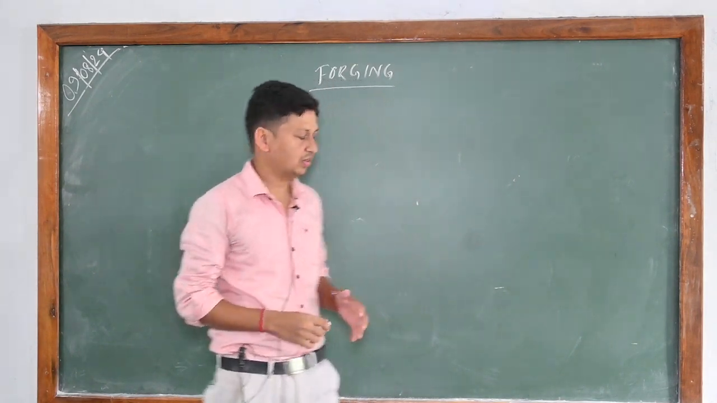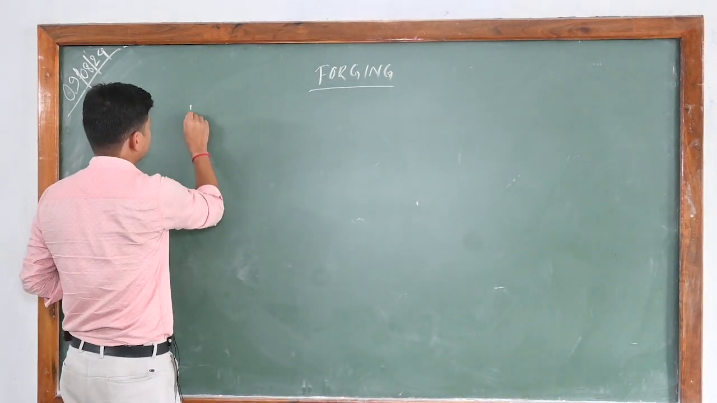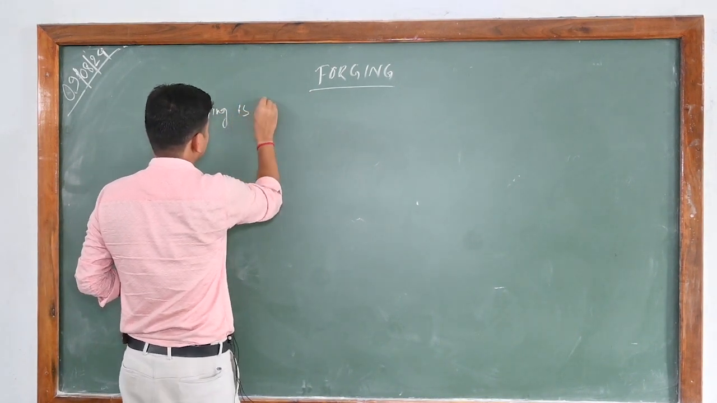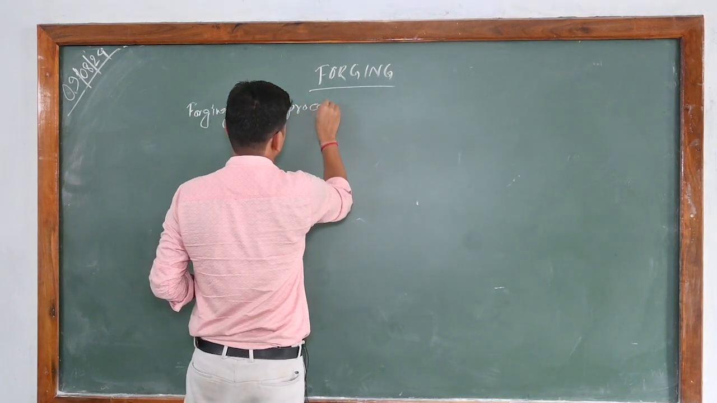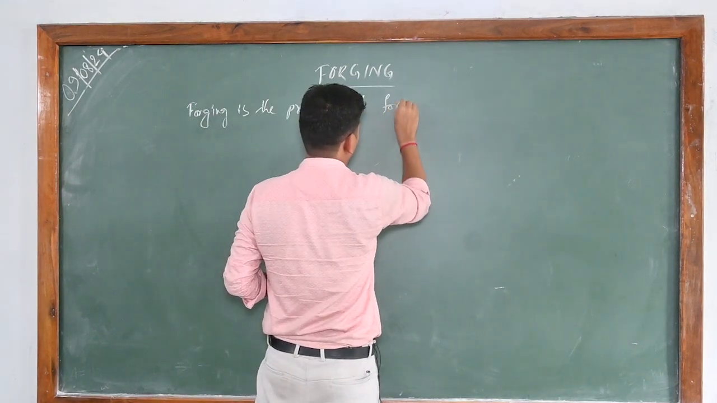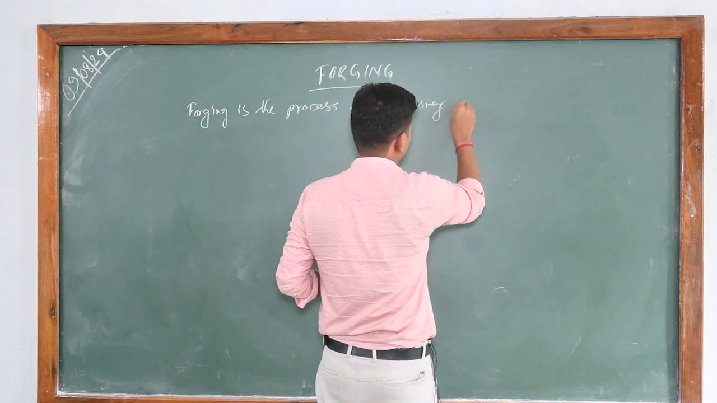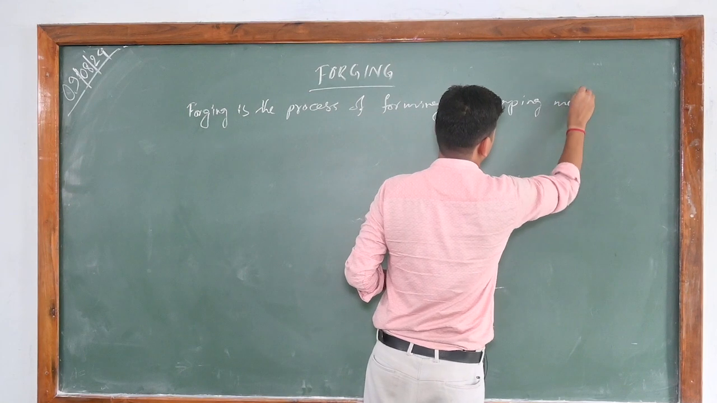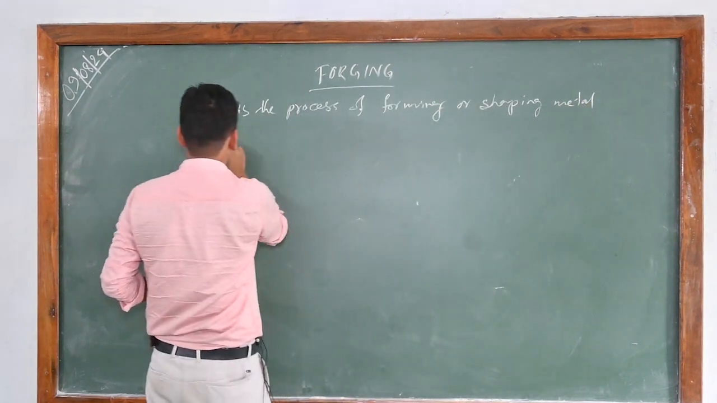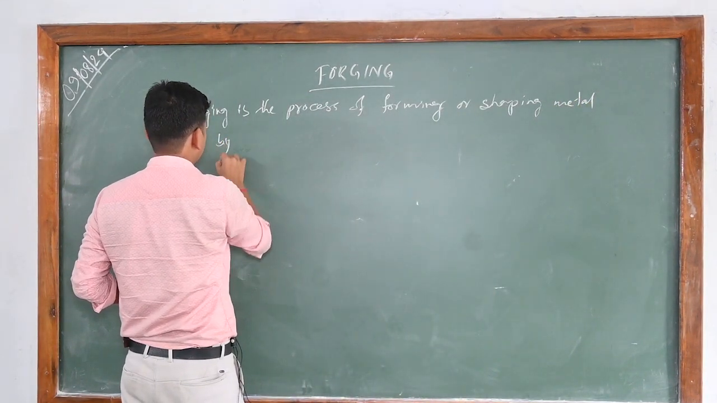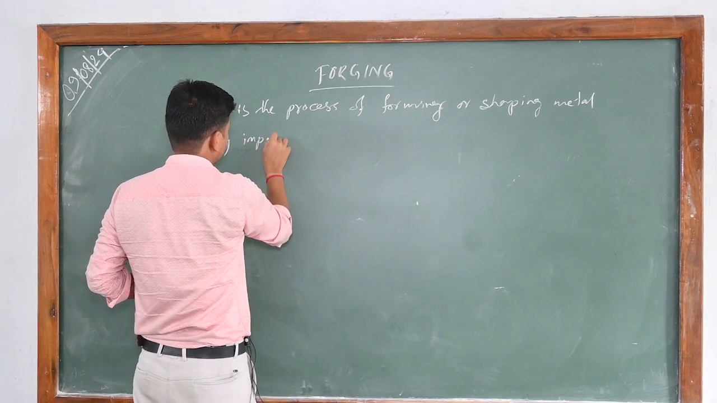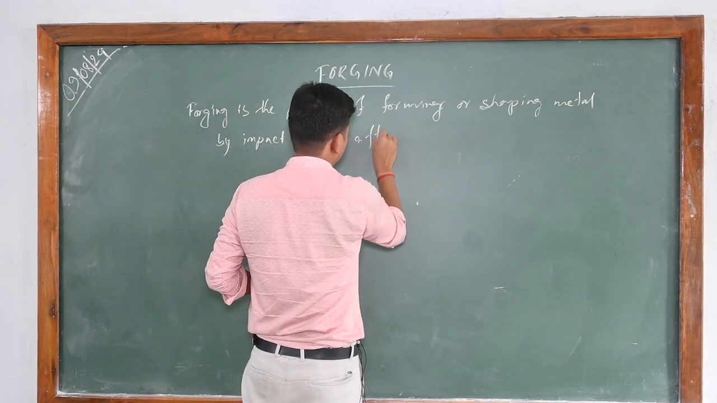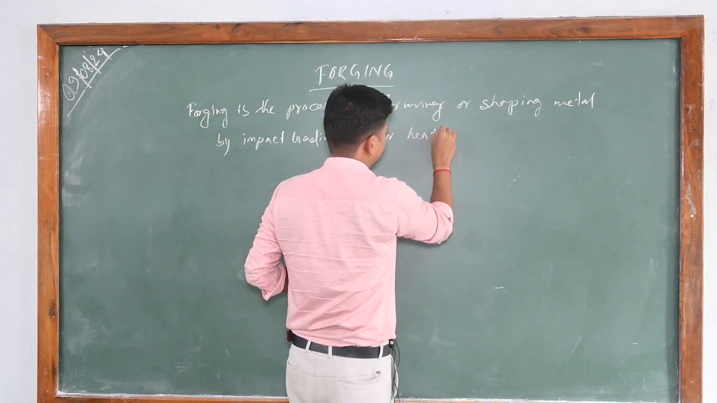after heating. So we can define forging is the process of forming or shaping metal by impact loading after heating.